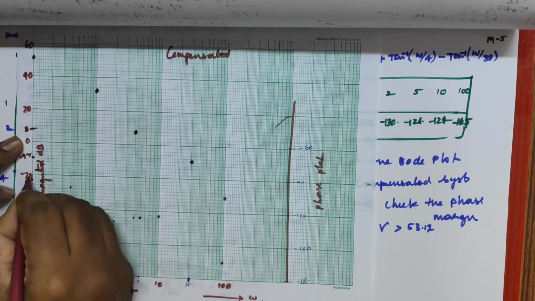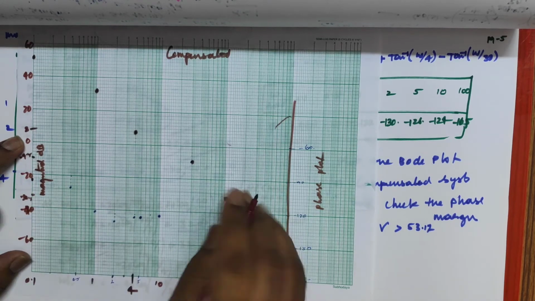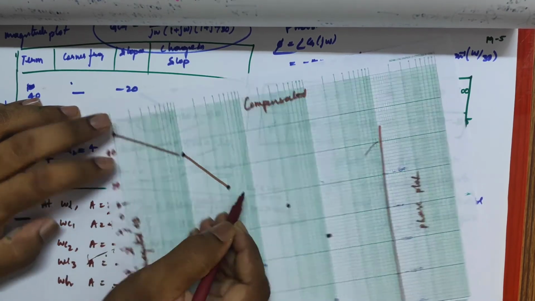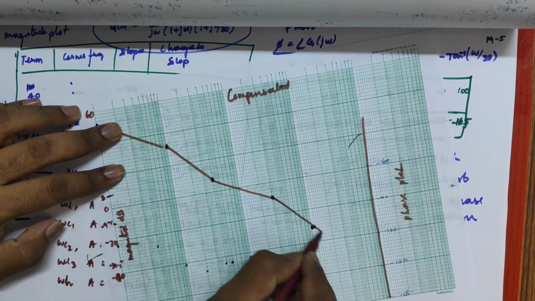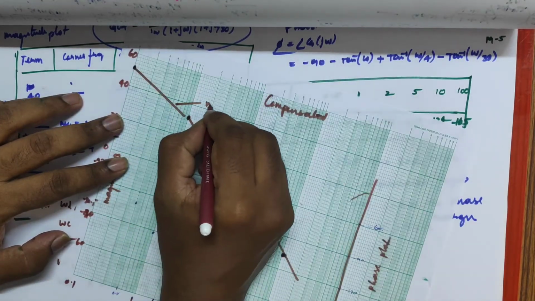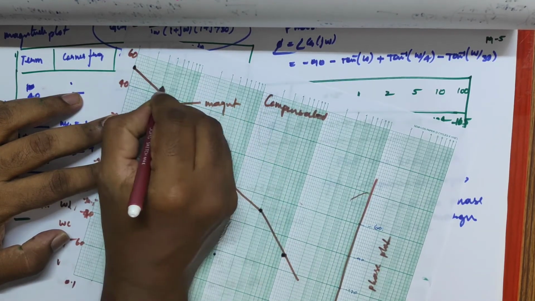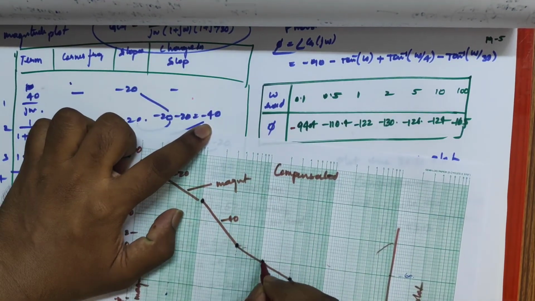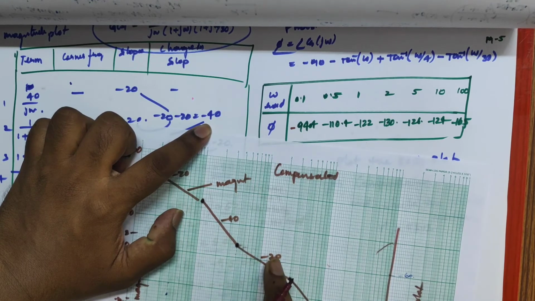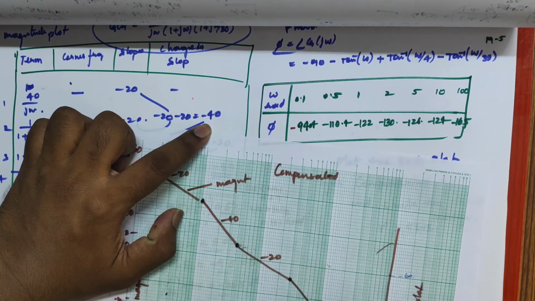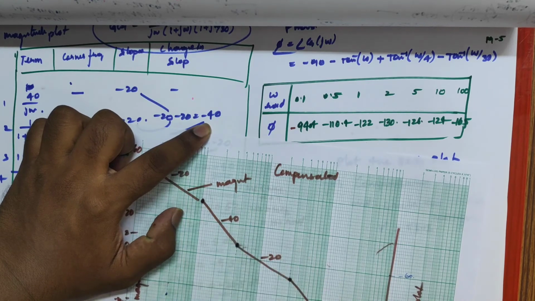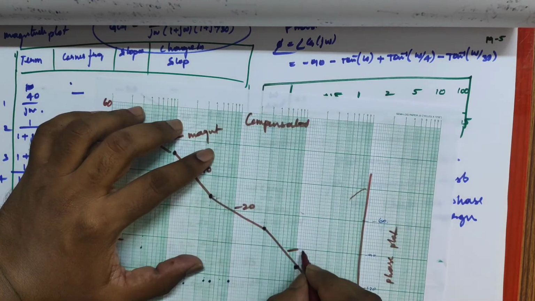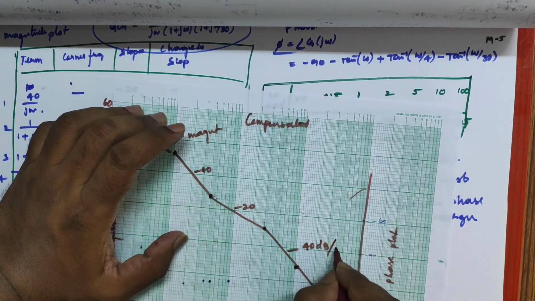So the magnitude plot for the compensated system will be something like this. So this is the magnitude plot. This is minus 20, and then minus 40. Why did we get minus 20 here? Because a zero is added here. That is the reason we included the lead compensator. And then we have minus 40 dB per decade.